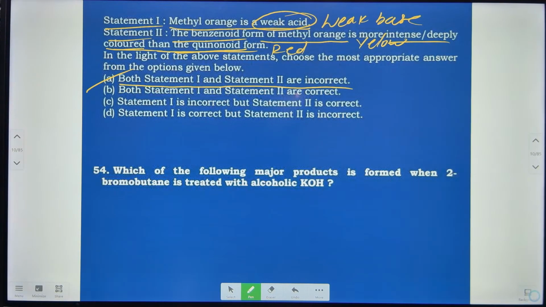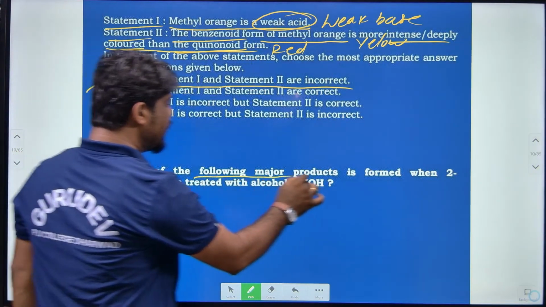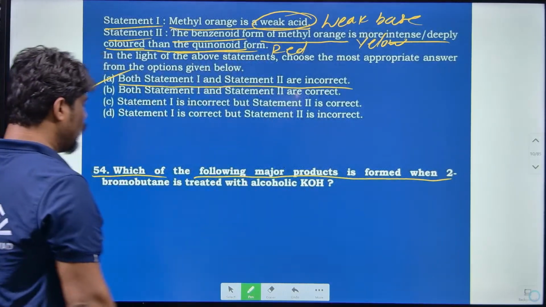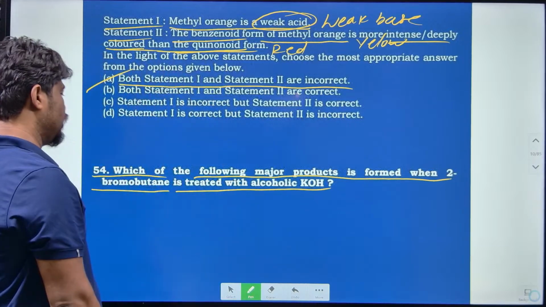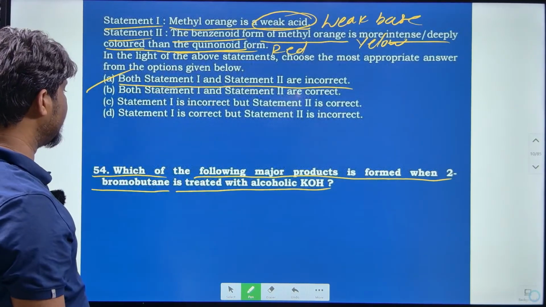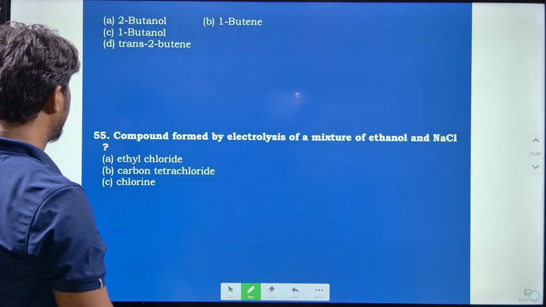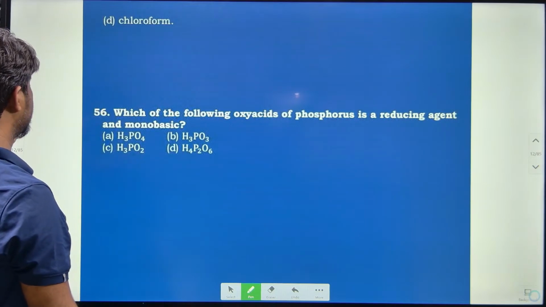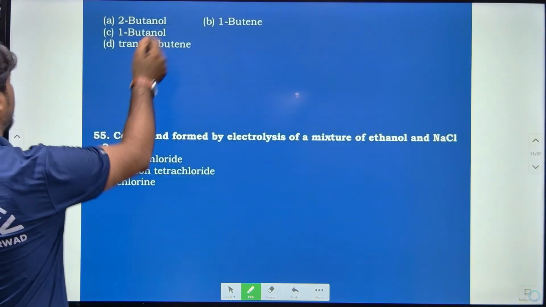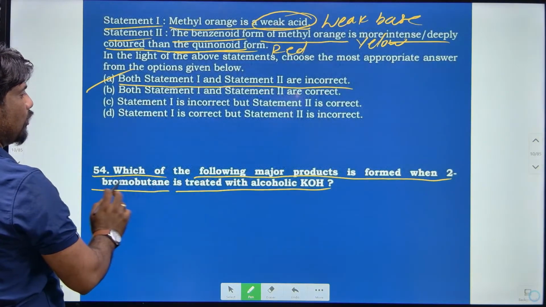Next, go to question number 54. Which of the following major products is formed when 2-bromobutane is treated with alcoholic KOH? So 2-bromobutane is treated with alcoholic KOH. Which of the following compounds is formed? That is the question here. So here we need to solve this question by taking the reactant, that is 2-bromobutane.